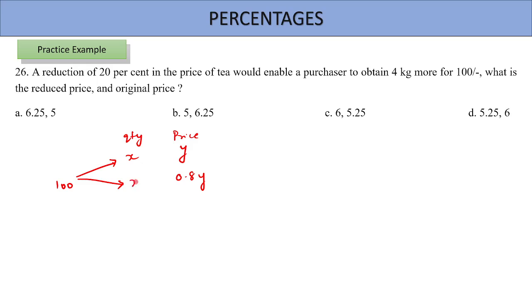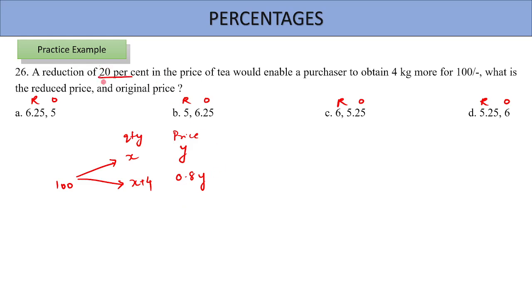He is able to purchase 4 kg more. Then what is the reduced price and the original price? You have to find the reduced and the original price.